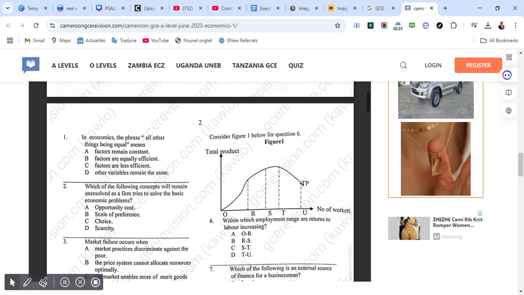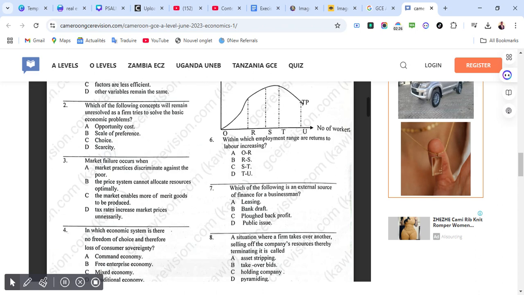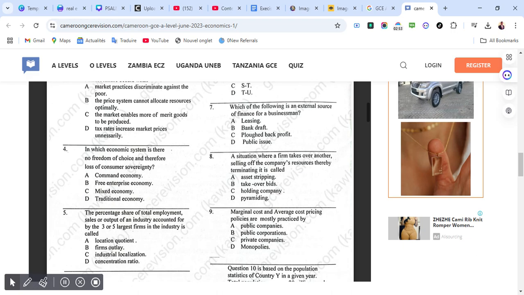Consider the figure 1 below for question 6. So they say we should look at the diagram. Within which unemployment range are returns to labor increasing? The correct answer for 6 is A, O minus R. Which of the following is an external source of finance for a businessman? The correct answer is A, leasing. Question 8. A situation where a firm takes over another, selling off the company's resources, therefore terminating it is called, correct answer for 8 is C, holding company.